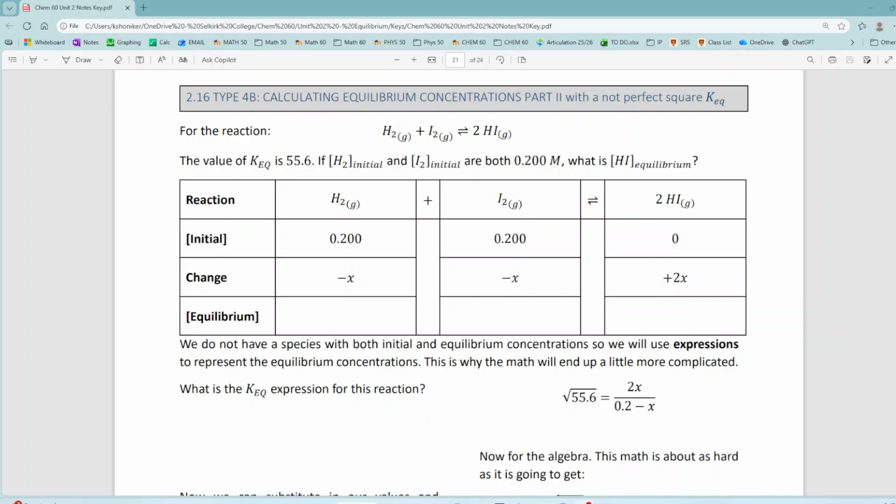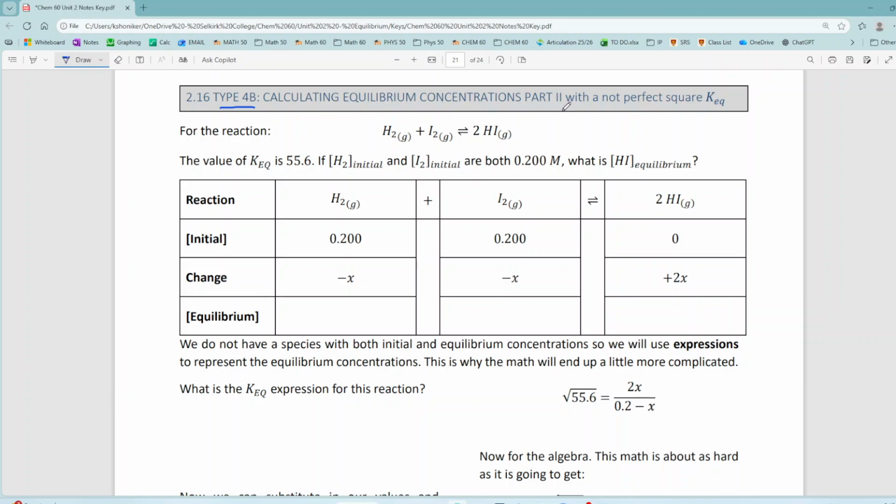All right, so now the second video. So this is still type 4. I've now labeled this type 4B because I just felt like that other video was going to be too long and too much information if we tried to do it in one. So this is our 16th video. This is type 4B. We're still calculating equilibrium concentrations, part 2.